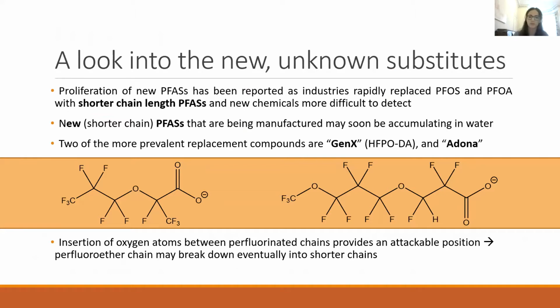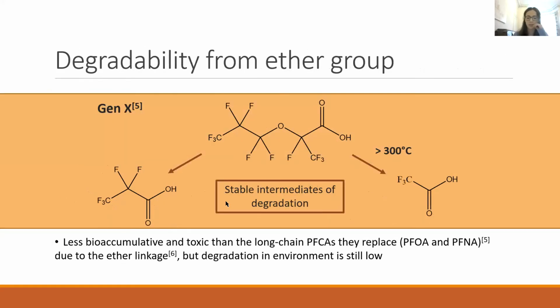An example of two of these that have in recent years replaced PFOA are known as Gen X and Adona by their commercial names. And these new PFAS precursors are supposedly less persistent in the environment due to the position of this oxygen atom, which provides an attackable position so that this perfluoroether chain actually might be able to break down into 2 or more shorter perfluoroalkyl chains. So an example of this, as shown with this molecule here, known as Gen X, Gen X can be readily degraded and defluorinated into 2 stable intermediates, which subsequently degrade themselves. And because of this, they're believed to be less persistent in the environment.